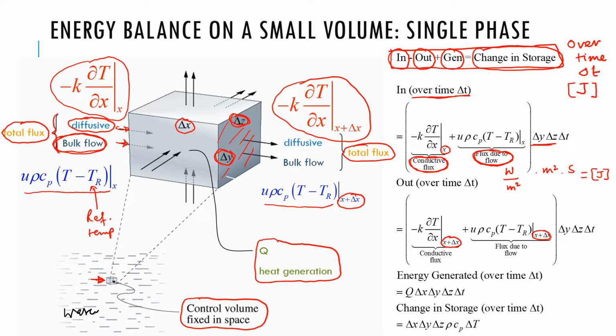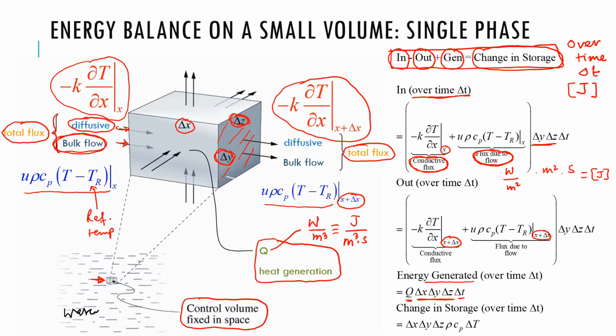And now the energy generated. So the generation Q, if I define it as watts per meter cubed, which is also joules per meter cubed per second, then the joules that are generated over time delta t is given by Q multiplied by the volume delta x, delta y, delta z, times delta t.